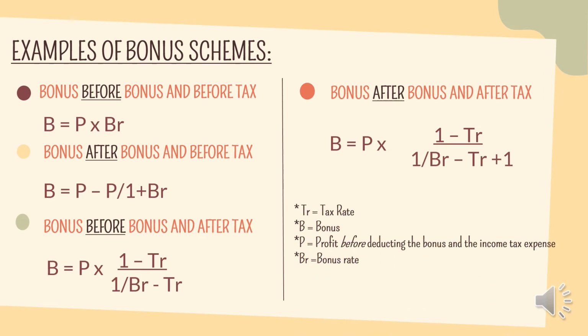It is indicated here that TR is for tax rate, B is for bonus, P for profit before deducting the bonus and the income tax expense, BR is for bonus rate. So, yung mga nakalagay dito, ito yung mga formula na gagamitin natin to compute the following.